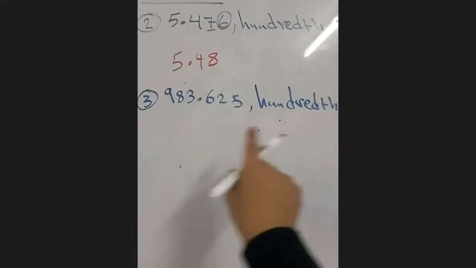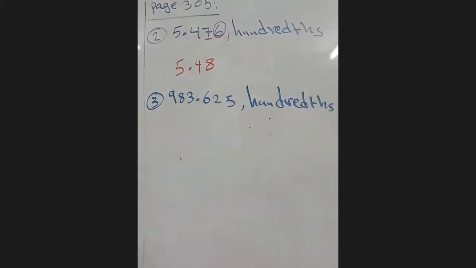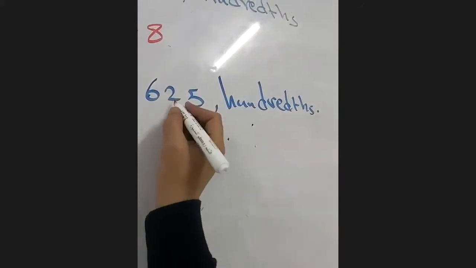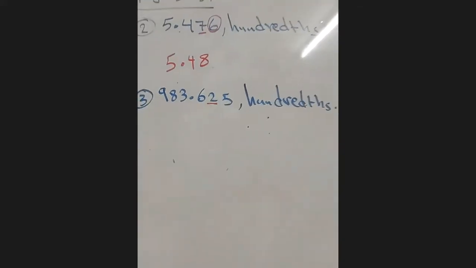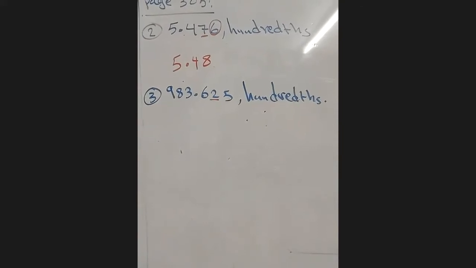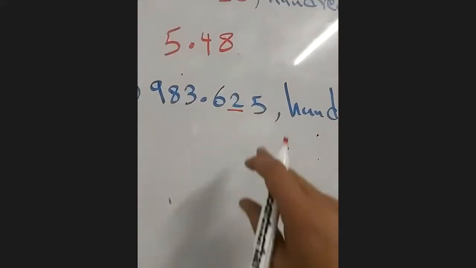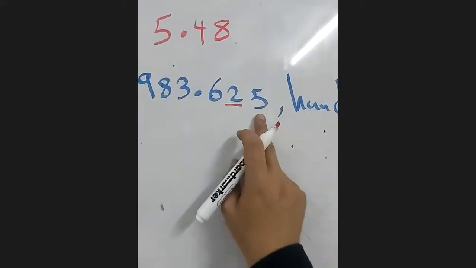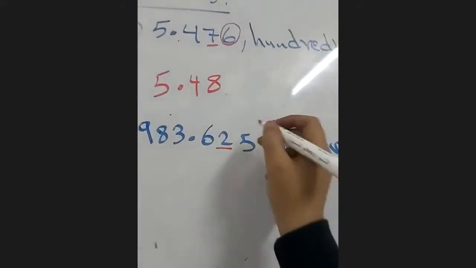Yalla, I will start with Walid. Where is the hundredths here? Which digit is the hundredths? The 2. So I put an underline on the 2. Then what will I do? We will see if we add 1 to the 2. The next digit is what? It's 5.